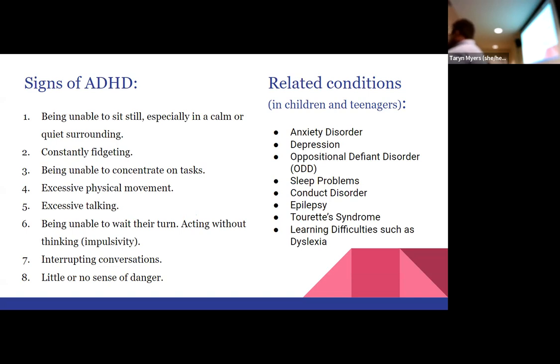But some related conditions, these ones were found in children and teenagers, they can end up developing anxiety disorder, depression, oppositional defiant disorder. That one's found mainly in the boys. Sleep problems, conduct disorder, epilepsy, Tourette syndrome, and learning difficulties such as dyslexia.